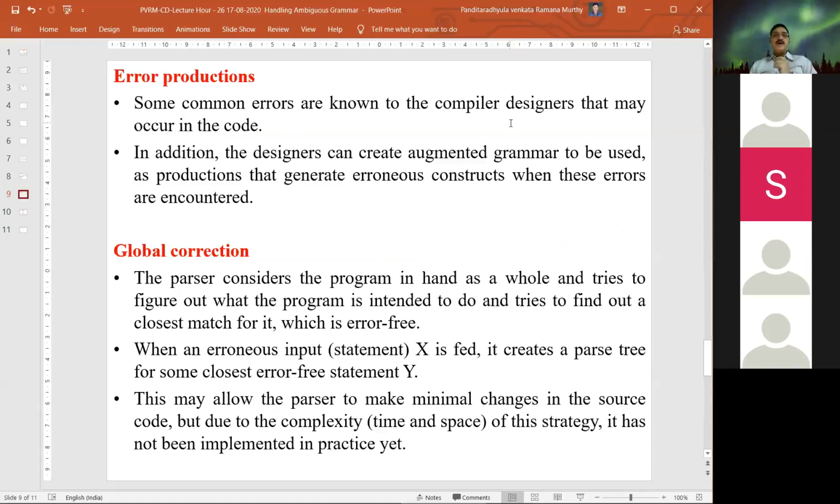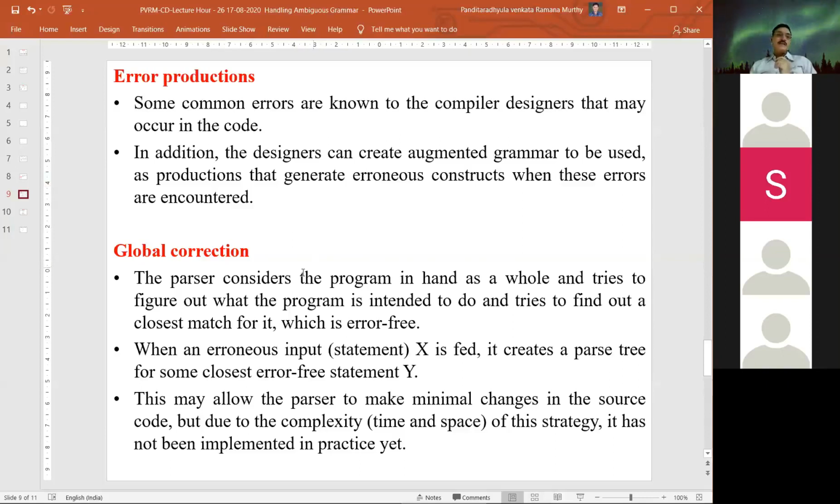So designers automatically first assume those mistakes. In addition to the particular mistakes, the designers can create augmented grammar to be used. The augmented grammars automatically handle such mistakes. So they can add the augmented grammar as productions that generate erroneous constructs when these errors are encountered. Whenever they identify some mistakes in those productions using this augmented grammar, it automatically generates error messages.